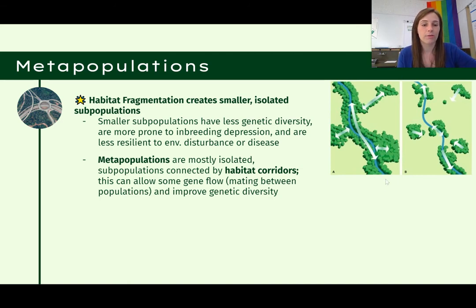So for example, if you look here, the left-hand side here is where you're going to have a good amount of movement. You have these corridors. The right-hand side here, we've got these tiny metapopulations. There's some flow that can happen, but not as much as we're seeing here when you have full-on corridors that they can travel through.